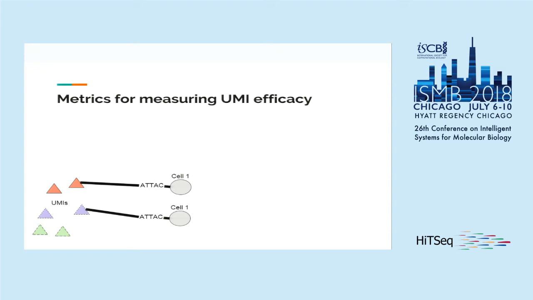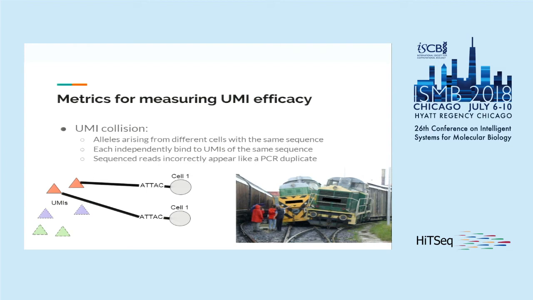And so in this situation, we'd be able to determine that these two same sequence fragments were coming from different cells. However, there's something called UMI collision. In this situation, it's the unlikely occurrence that, because perhaps your UMI pool is too small, alleles with the same sequence from different cells were paired with the same UMI. And so basically, you're unable to distinguish. You would call this a UMI duplication event, and you'd be unable to distinguish them as coming from different cells. And so we want to minimize the UMI collision rate.